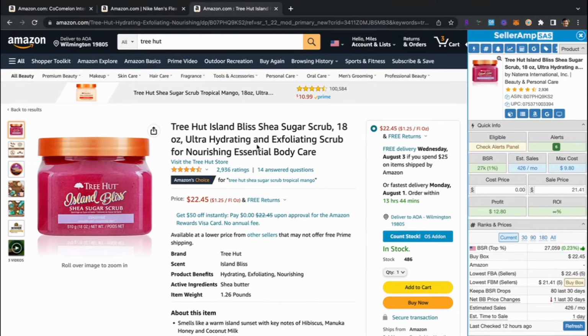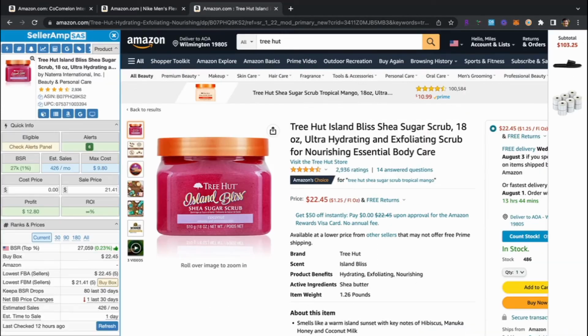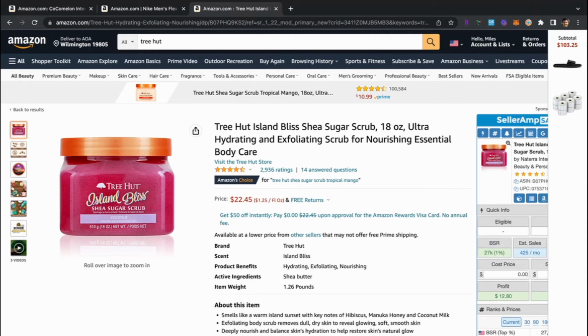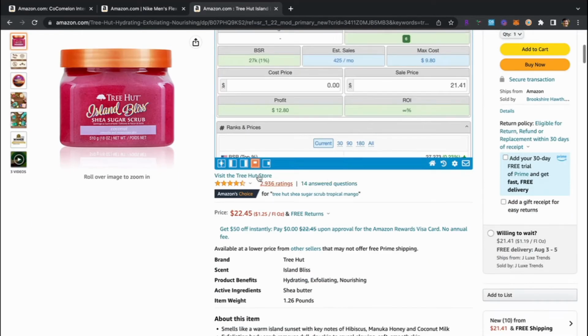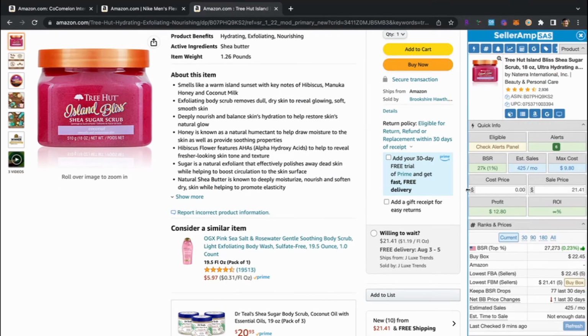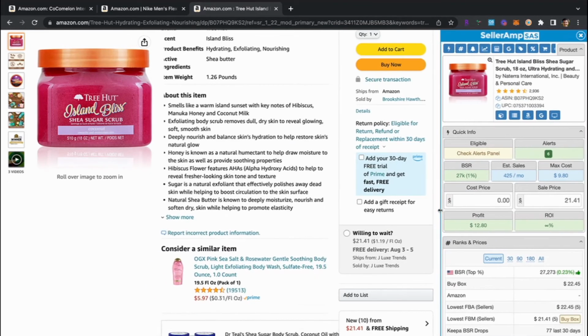Next, this is an example of a product that actually does look fairly replenishable. There's lots of price stability on this. So checking out the Seller Amp here on the right. Also want to mention to any of our users who might not be aware, if you want to move your Seller Amp around, you just click this button at the bottom. I like having it big on the right. We can even zoom it out right here if you ever wanted to.